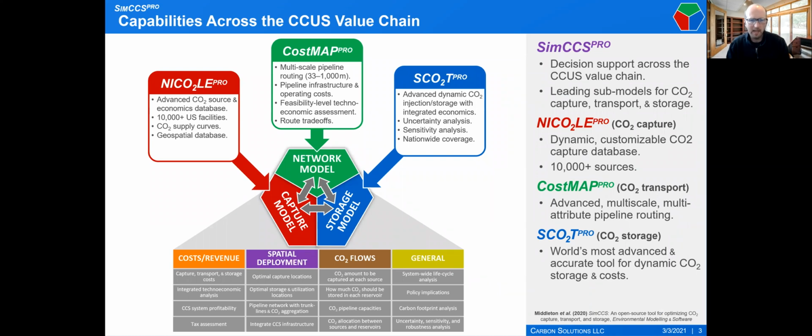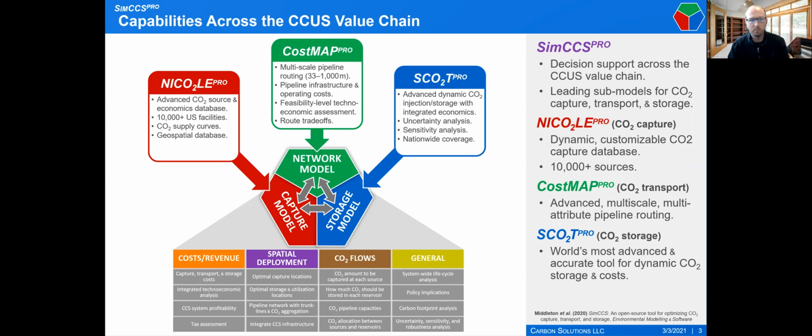So here's a schematic of what the SimCCS Pro toolset looks like. At the center, this hexagon, you have the SimCCS Pro decision optimization engine, and then you have a capture, transport, and storage model parameterizing that decision support engine. The model that supports it on the storage side is called SCO2T Pro, and we can use it as a standalone tool as well, and that's what I'm going to talk about today.